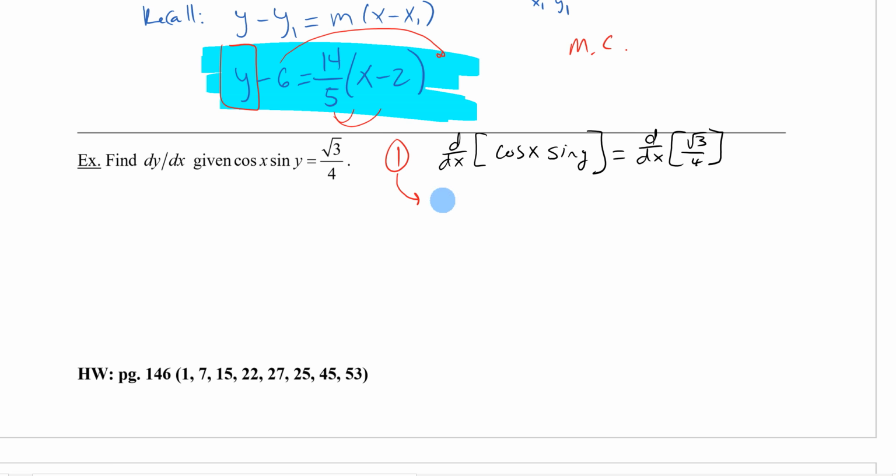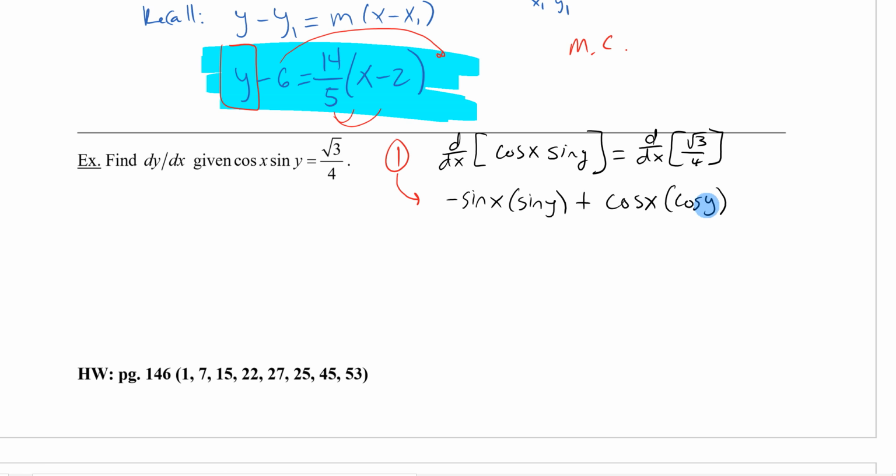Okay, step 1, if I differentiate both sides with respect to x, I have to use a product rule here. I'm going to do this quickly because this video is already going on 22 minutes. So I always tell students to take the derivative of the first term, keep the second, plus keep the first term, derivative of the second.